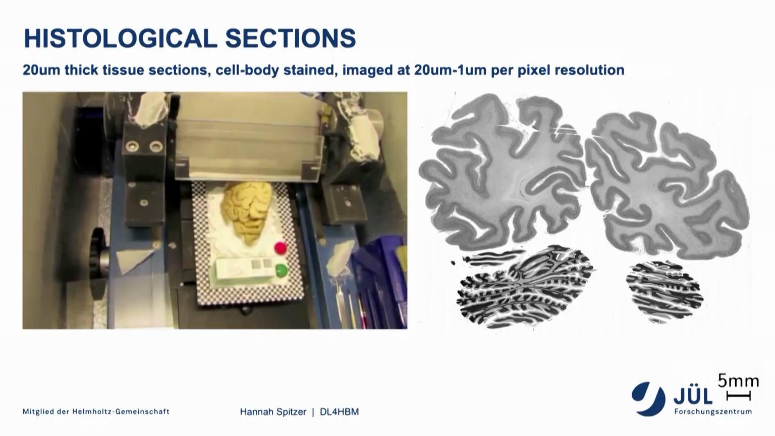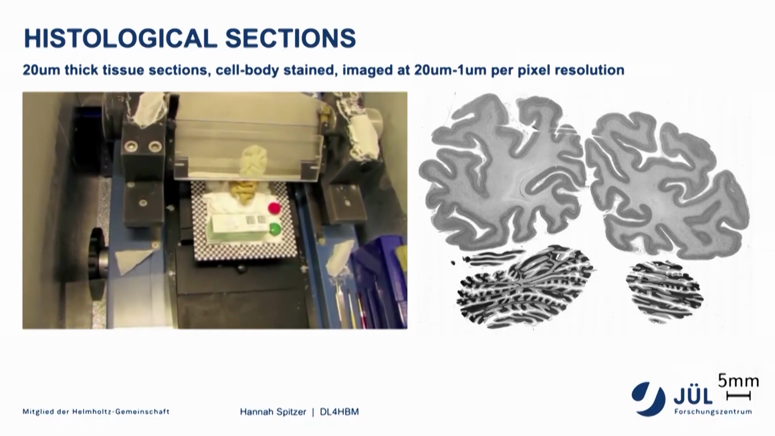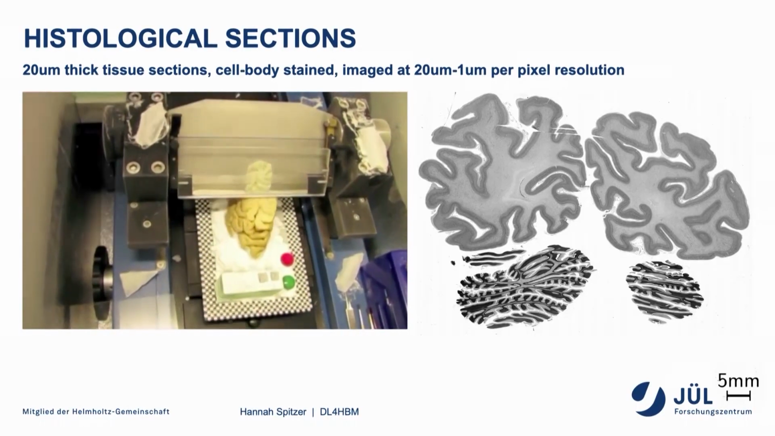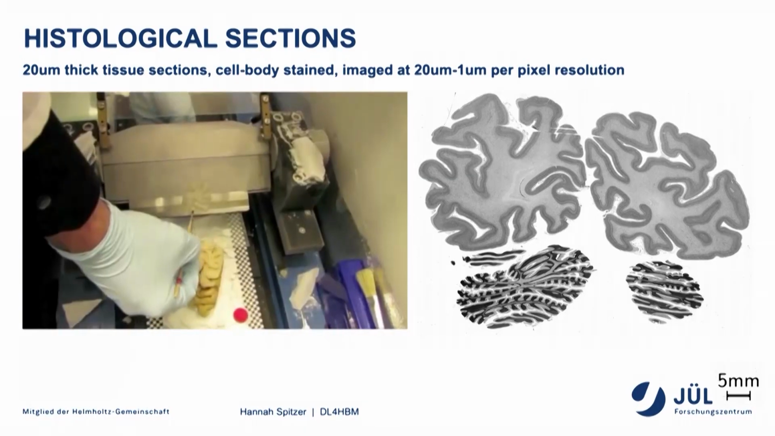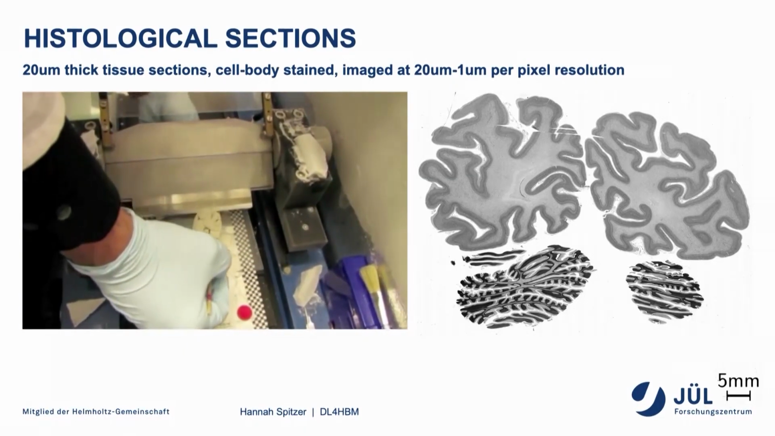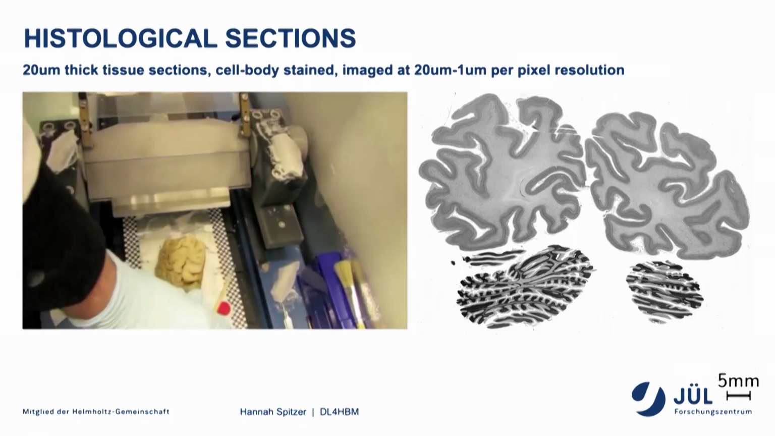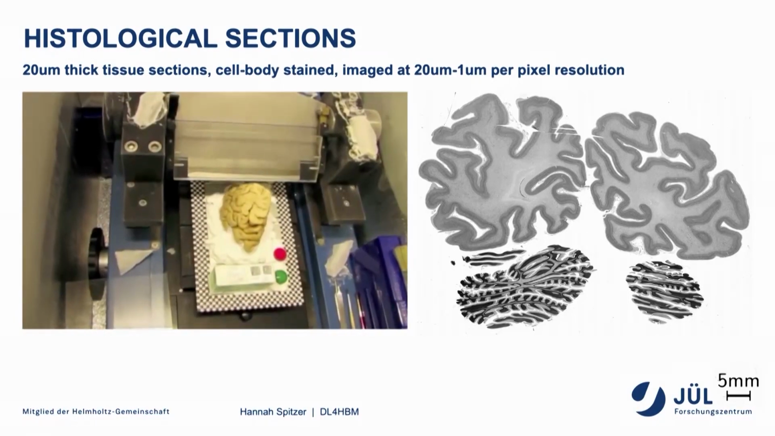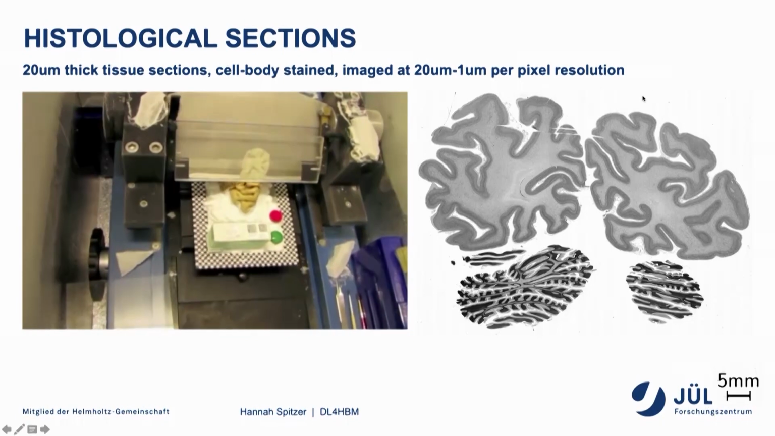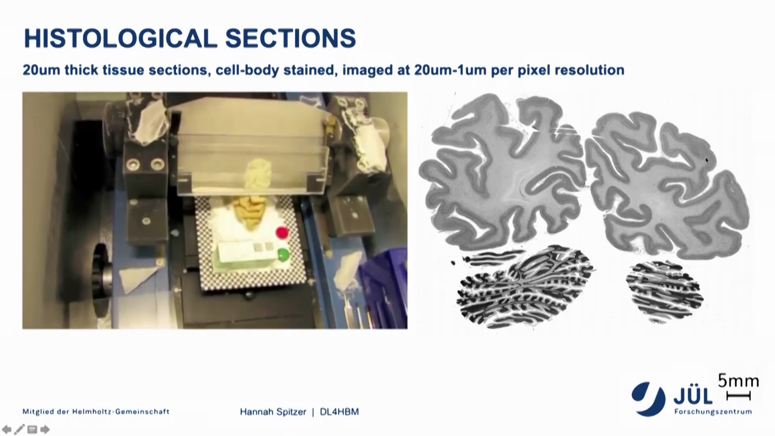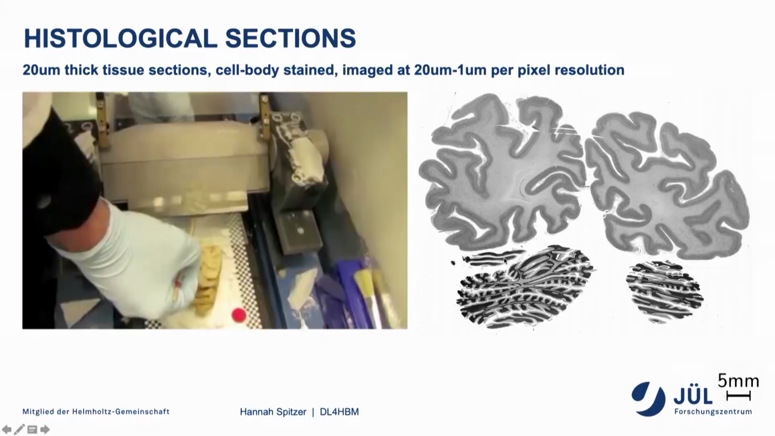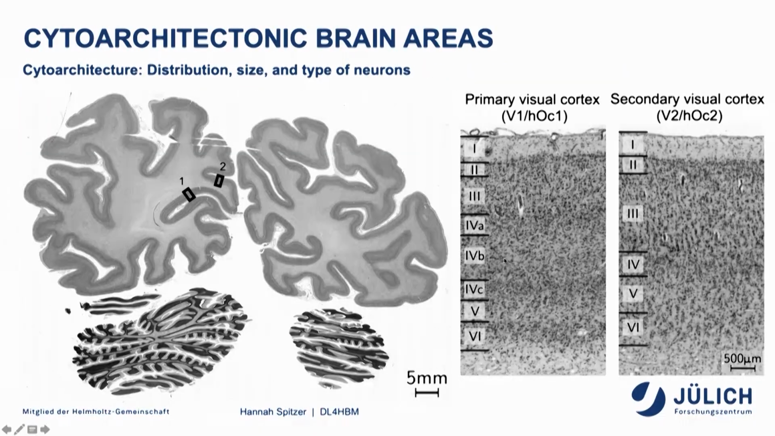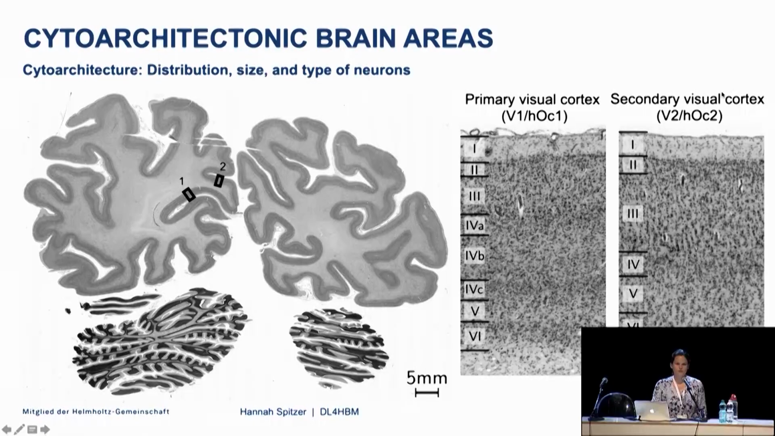So histological sections, most of you are probably aware, are thin sections of human brain tissue which are cell body stained after slicing them and then imaged at a resolution of 20 to 1 micrometer per pixel. This results in images like this you can see here on the right-hand side. These images are actually quite high resolution, so you can really zoom into different parts of the cortex here and distinguish individual neurons in the cortex.